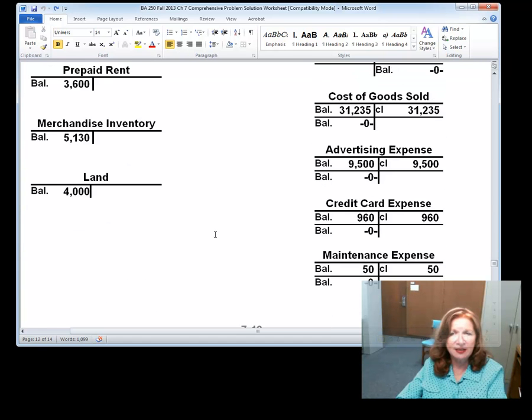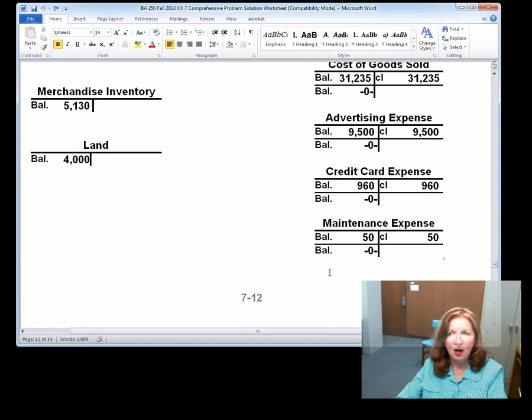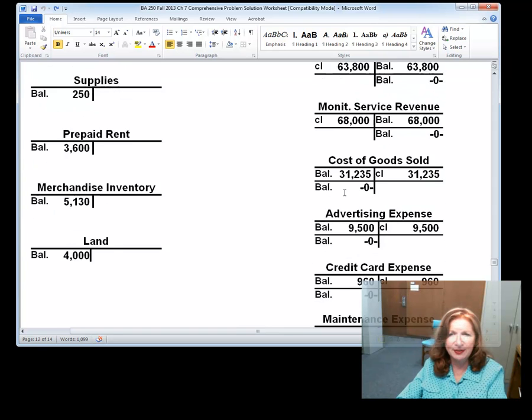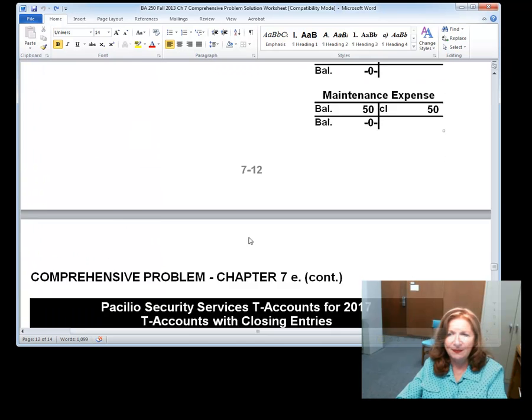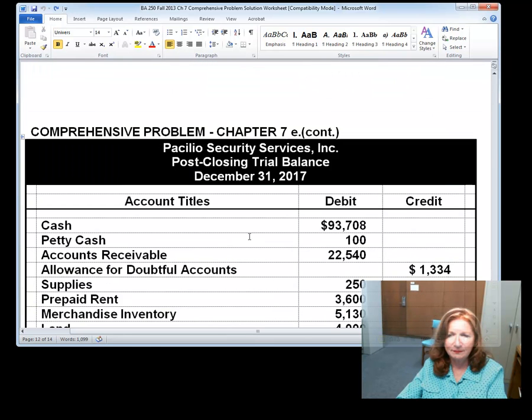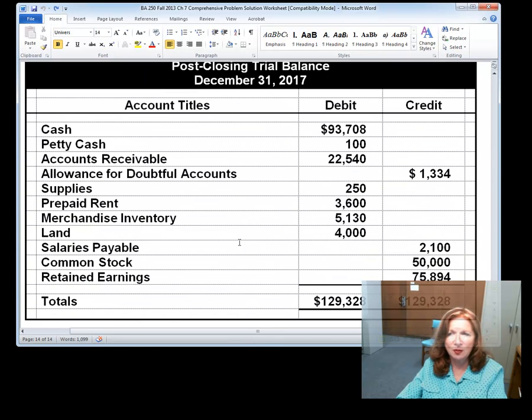And then here are the T accounts, posting all of those closings, making all these temporary accounts go to zero, and only the permanent accounts are left open. And then here is the post-closing trial balance, cash through retained earnings, just like we see at the start of every week.